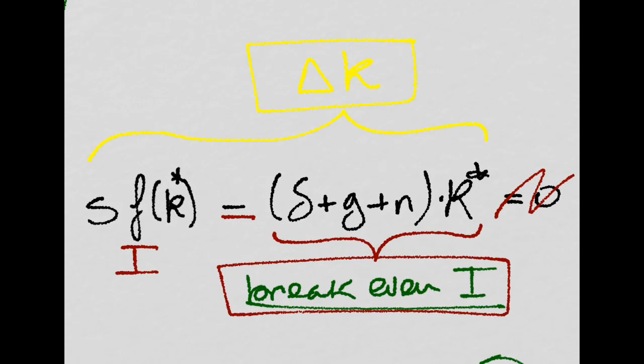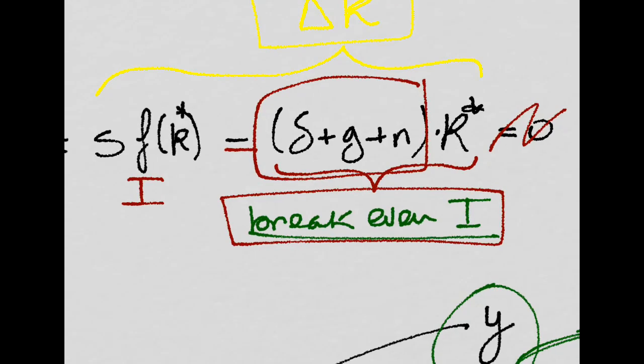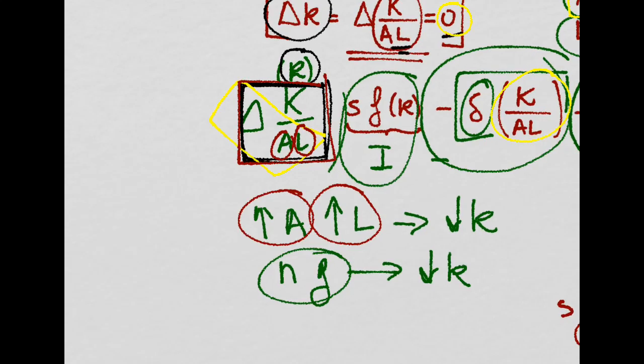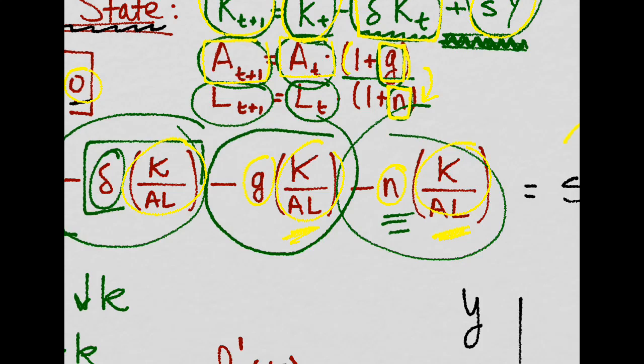You have to invest at least this in order for your capital stock not to decrease. If you're wondering why we introduce this and this, just look at the capital over effective labor. If technology increases or if labor increases, then this whole ratio will decrease. And that is why they have a negative sign here.